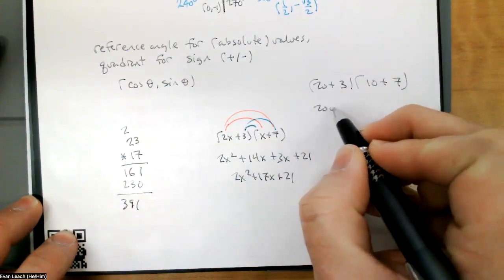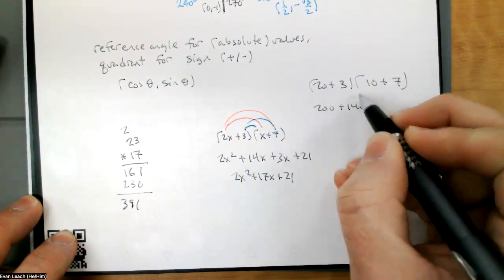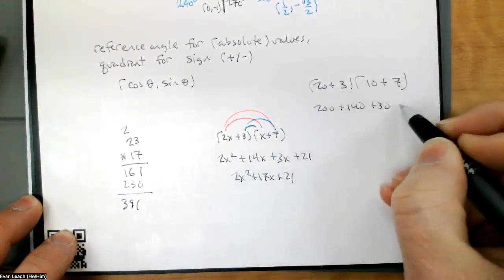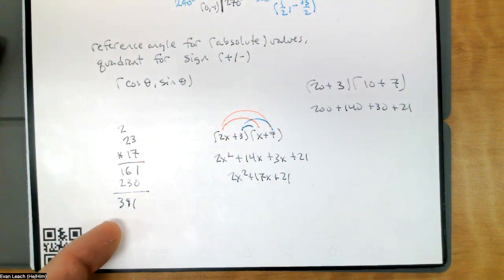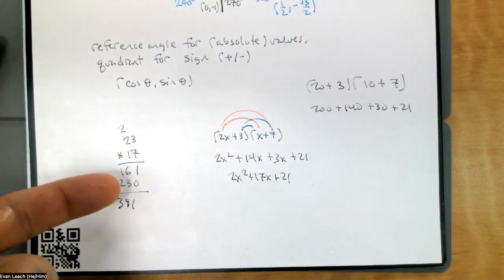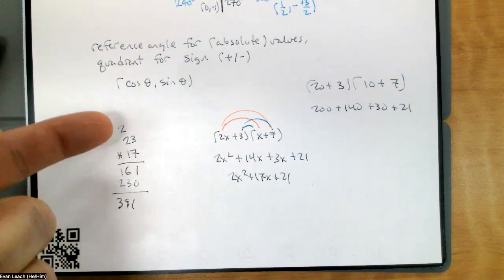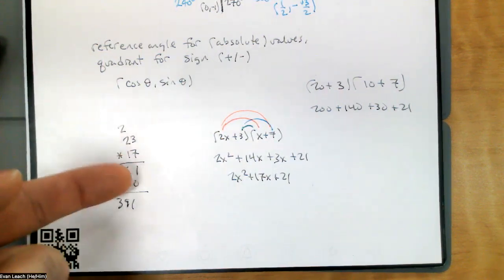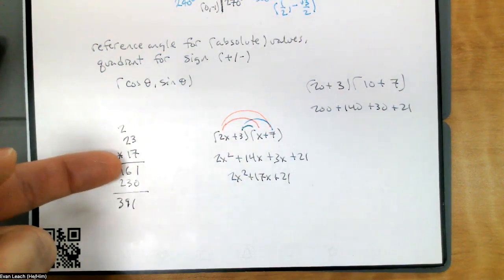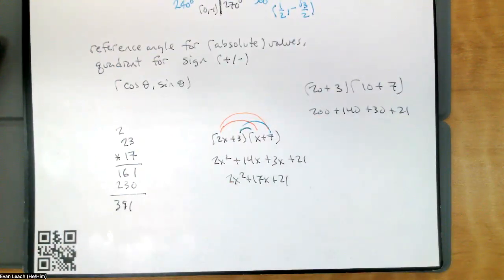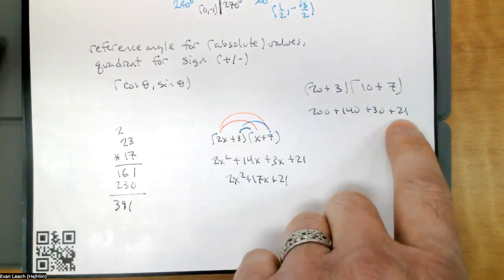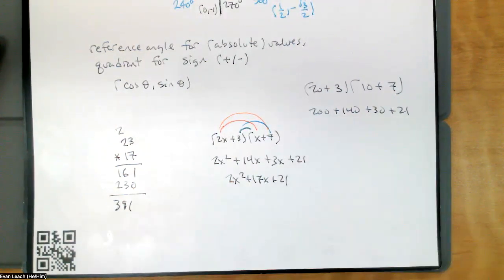20 times 10 is 200. 20 times 7 is 140. 3 times 10 is 30. 3 times 7 is 21. Those are the same four numbers we came up with down here for this 391. There's the 2 for the 200. There's the 3 for the 30. There's the 21, written in a stupid way with the 2 up here and the 1 down here. And then the 14 doesn't show up as 140, because we organize it that way. We take the 20 from the 21 and put it on the term with the 140. So annoying.